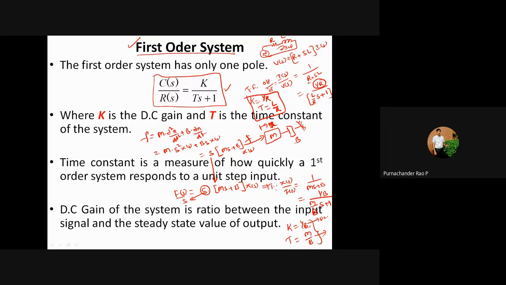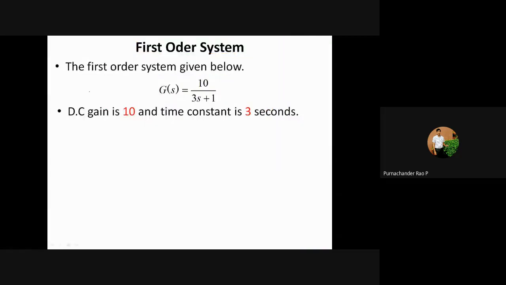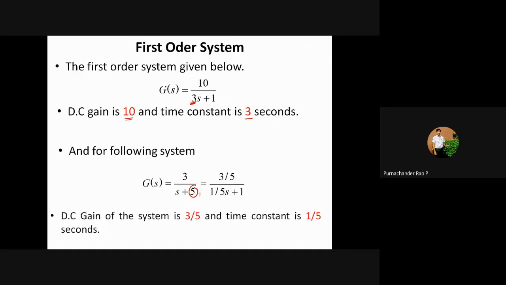For this first order system, we need to find out the response by applying the inputs. Here this is the first order system given to you. It is having a DC gain K is equal to 10 and the time constant T is equal to 3 seconds. Then if you take up another system, represented as 3s plus 5, the constant term in the denominator is going to be always 1, so you need to take 5 common. This is going to be 1 by 5, and the numerator value is going to be 5, so this is equal to K. The time constant T is equal to 1 by 5, and K is equal to 3 by 5. So this is a way of finding the DC gain and the time constant of a system.